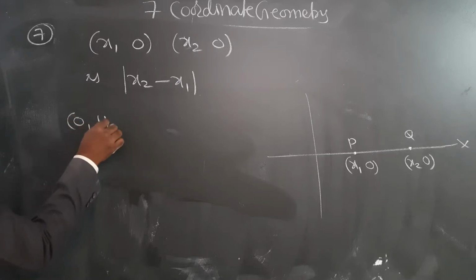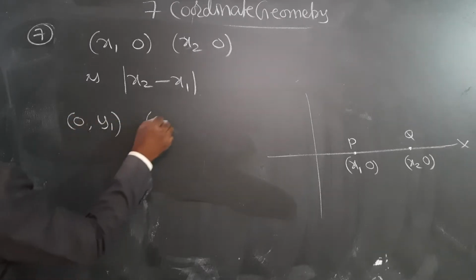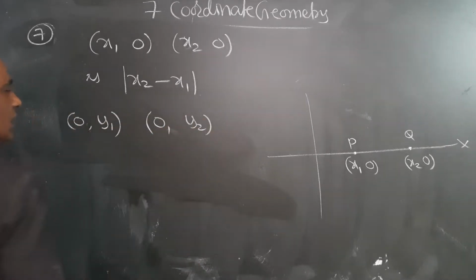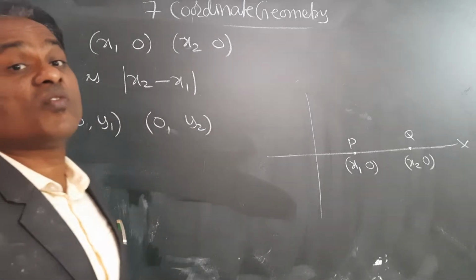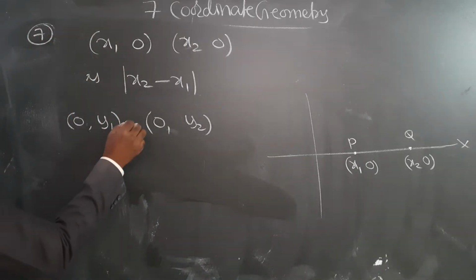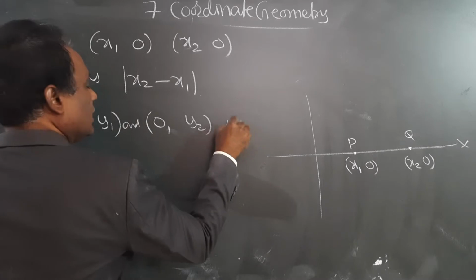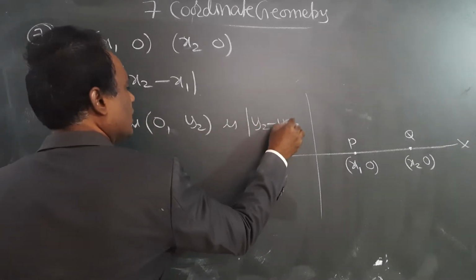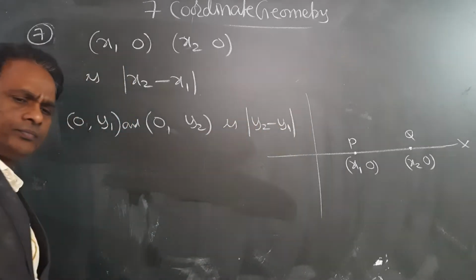Next, distance between 2 points on the y-axis, (0, y1) and (0, y2), is mod of y2 minus y1 or y1 minus y2.